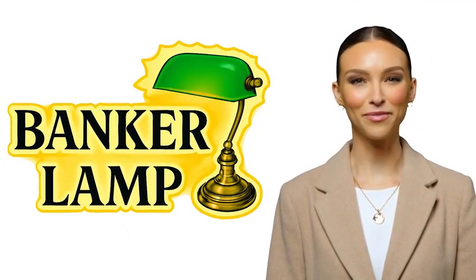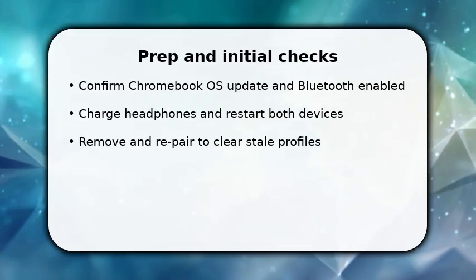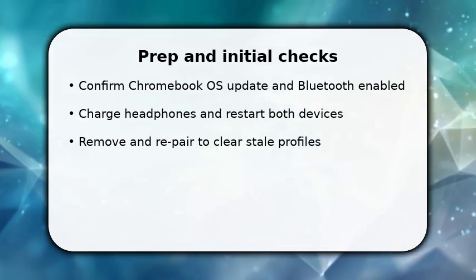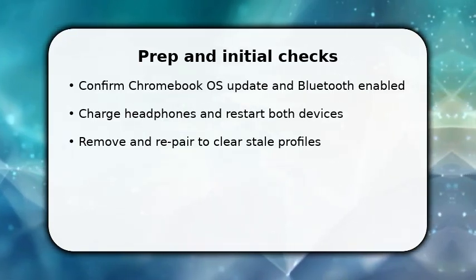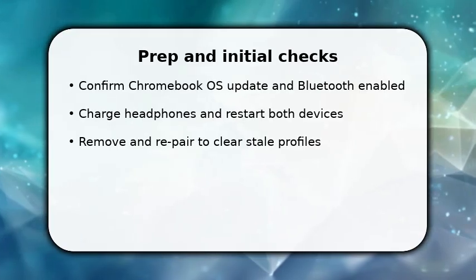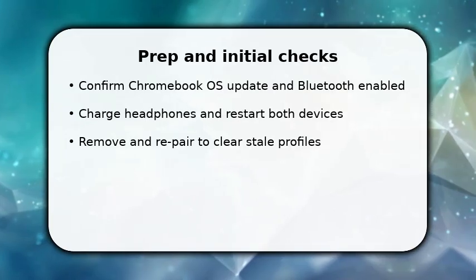Please enjoy the video. You'll begin by verifying essentials. Update Chrome OS and ensure Bluetooth is on, because outdated firmware often breaks codecs. Once done, fully charge and restart the headphones and the Chromebook to reset transient radio issues. This often restores clean audio.